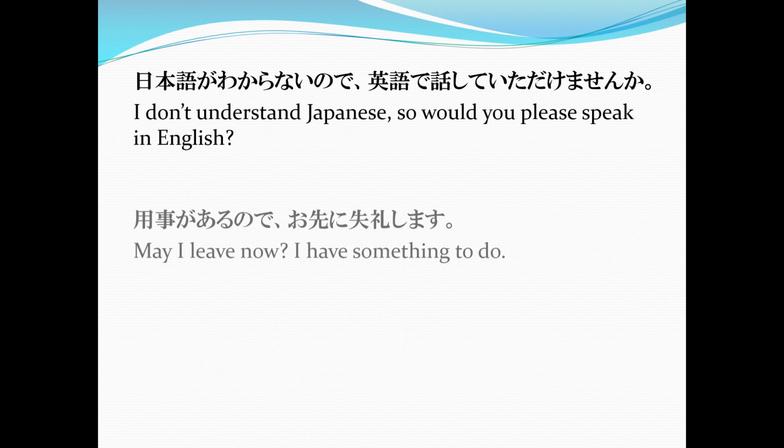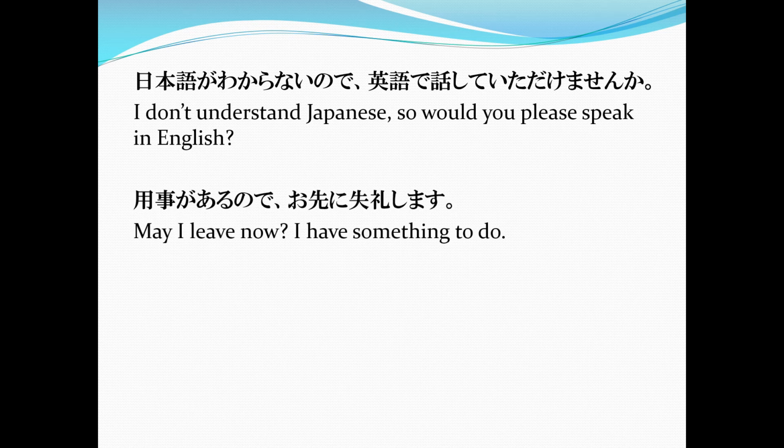Okay. Example again. 用事があるので、お先に失礼します. May I leave now? I have something to do. Now in this one, the speaker again uses ので because the speaker is asking for permission to leave at the moment, or now. Okay.